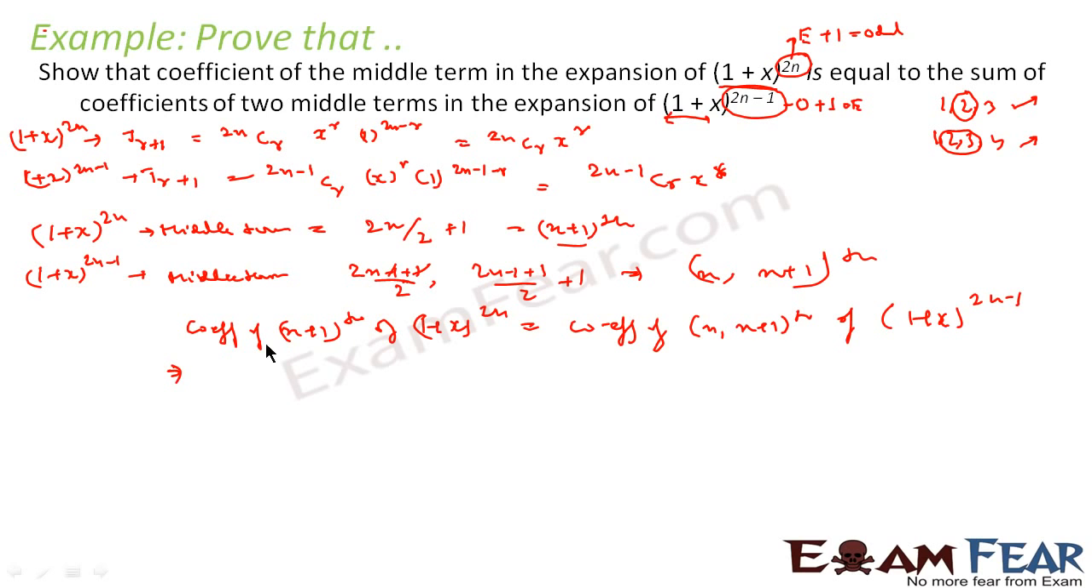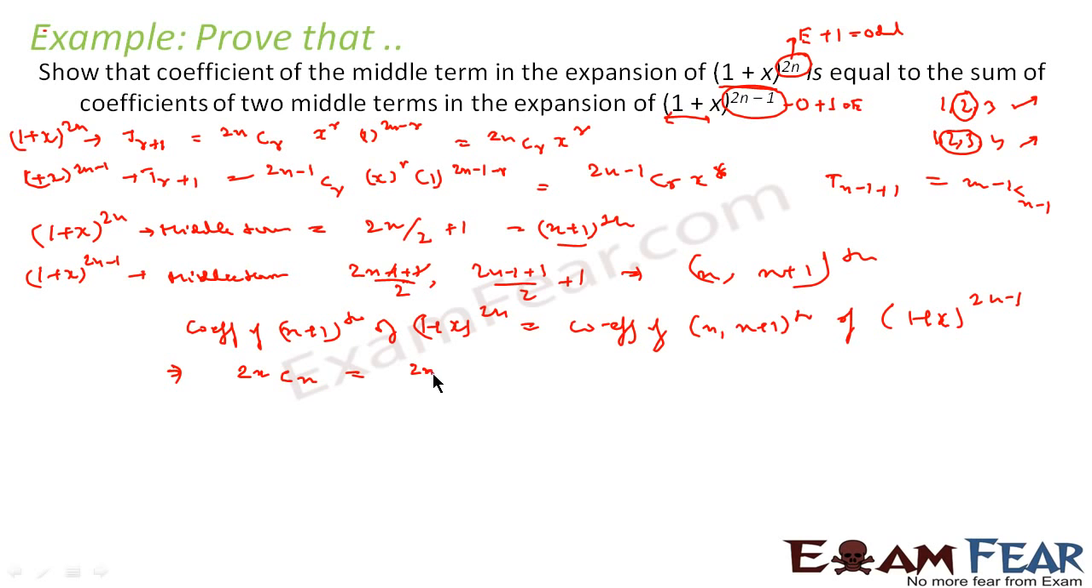So we'll do that. T of n plus 1 is equal to 2n C r. Here we replace r by n, so we get 2n C n. We have to prove that 2n C n is equal to, for (1 plus x) to the power 2n minus 1, T of r plus 1 is equal to this. If we put r equal to n minus 1, we get the n-th term, T of n. So what we get here is 2n minus 1 C n minus 1. This is the n-th term.